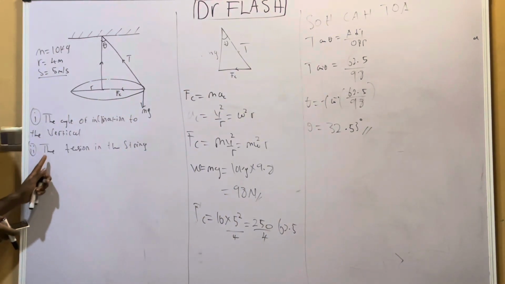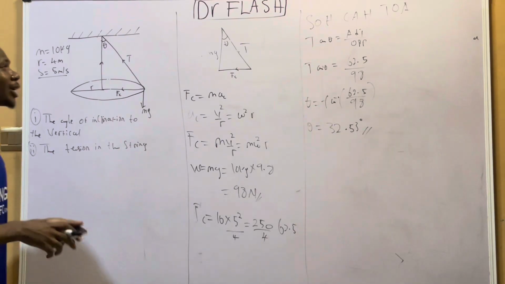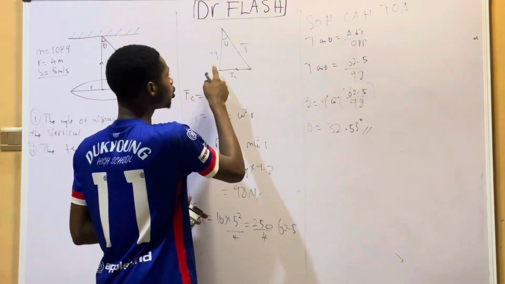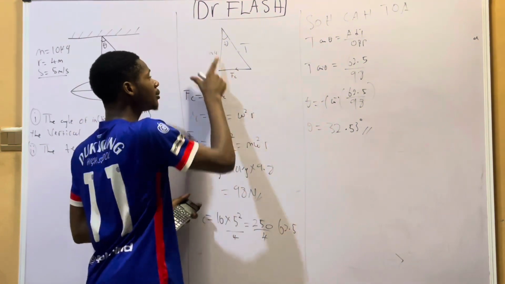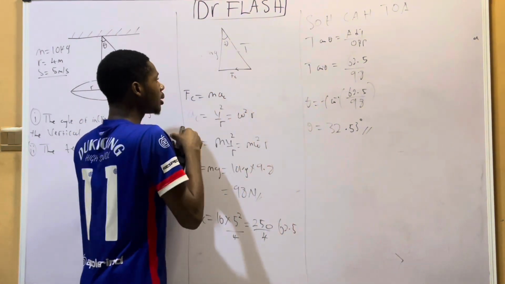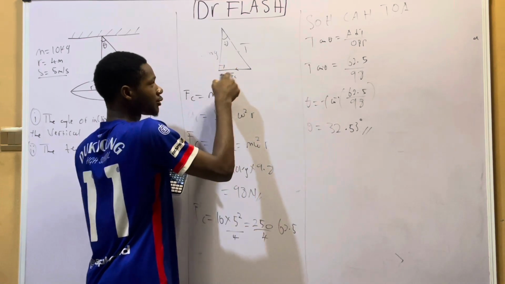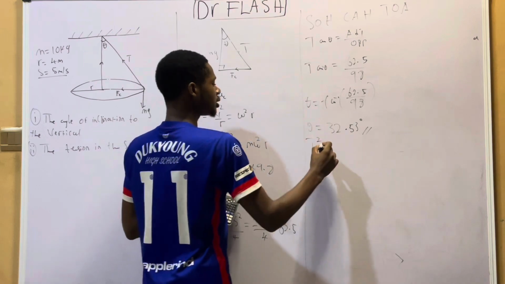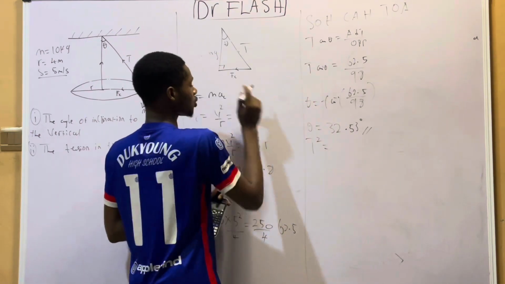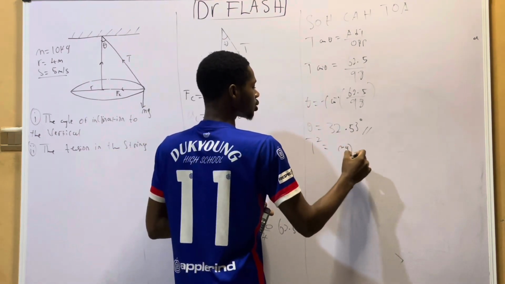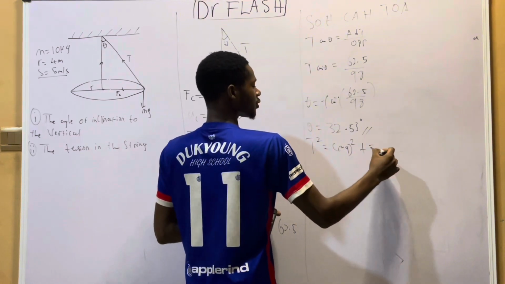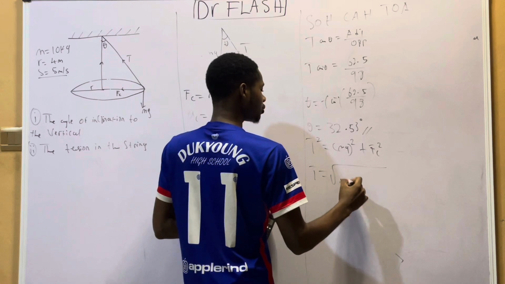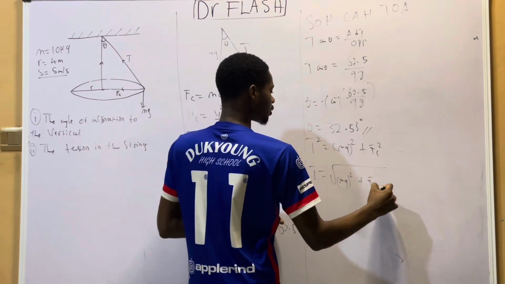Now the question also said we should find the tension in the string. We could make use of the formula to find the tension in the string, or we could make use of the Pythagoras theorem. From this triangle, we're having a right angle triangle, because this one is perpendicular to the horizontal line. So T squared, which is the longest side, is equal to the sum of the squares of the other two sides. So we have mg squared plus Fc squared. So T equals the square root of mg squared plus Fc squared.